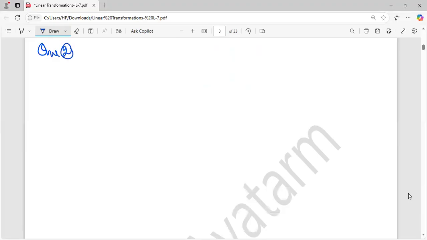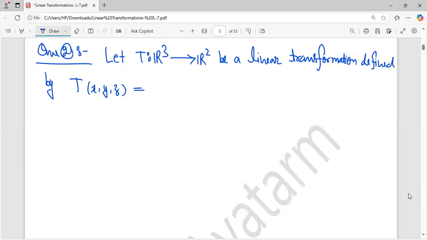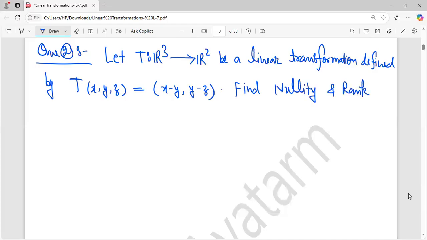Question number 2. Let T: R cubed to R square be a linear transformation defined by T(x, y, z) = (x minus y, y minus z). Find nullity and rank of T. Solution.